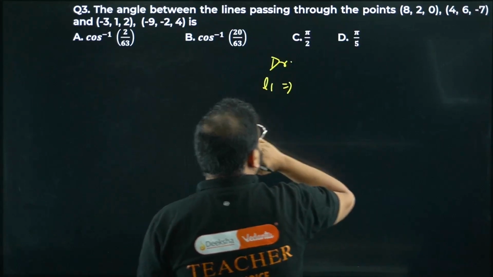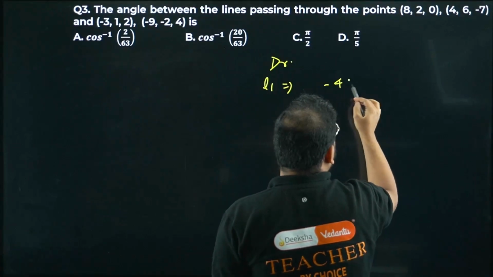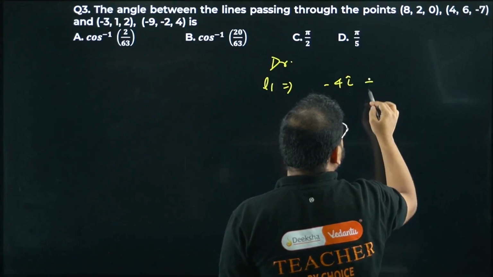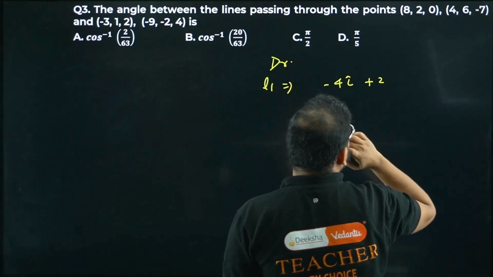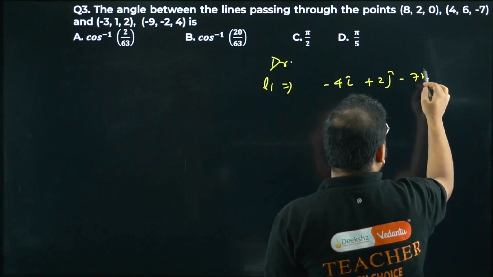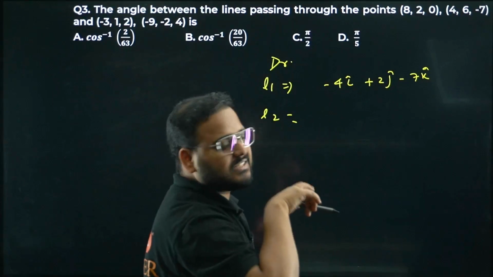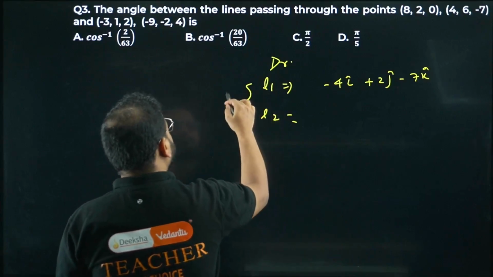Okay, what are you going to do then? For line L1, 4 minus 8 will be minus 4 i cap, 6 minus 2 will be plus 2. Please check here. Plus 2 j cap and minus 7 k cap. Okay, what about line L2? This is line L2.